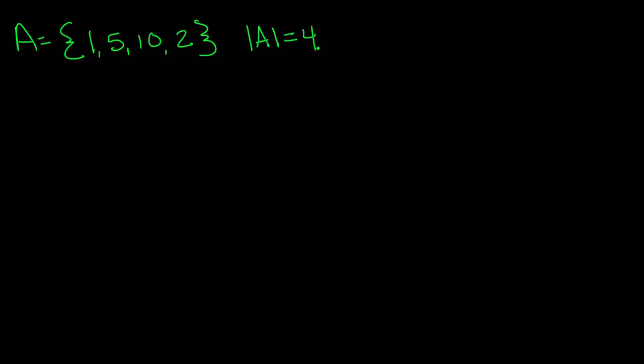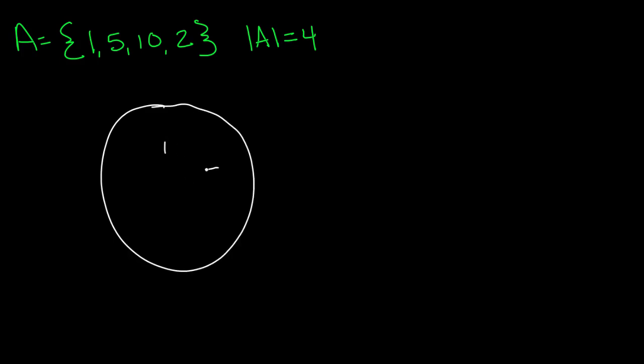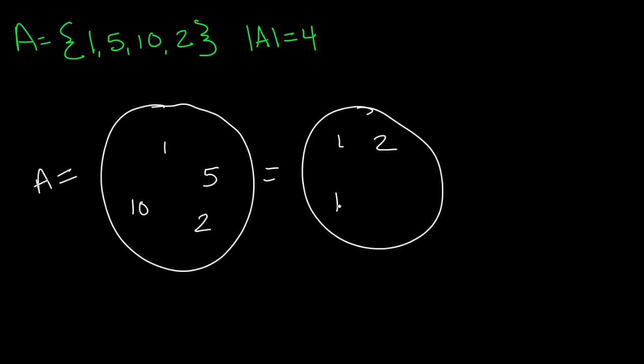Another way to write it is to draw a big circle and just put the elements floating inside it anywhere: 1, 5, 10, 2. So this is A. What we're making explicit here is that A is a bag, sort of a ball with some things in it: 1, 5, 2. The ordering doesn't matter. A just has 4 things in it, and there they are. And by the way, you could write this any way you want. So this might be, for example, the same as 1, 2, 10, 5. It's just a visual notion.